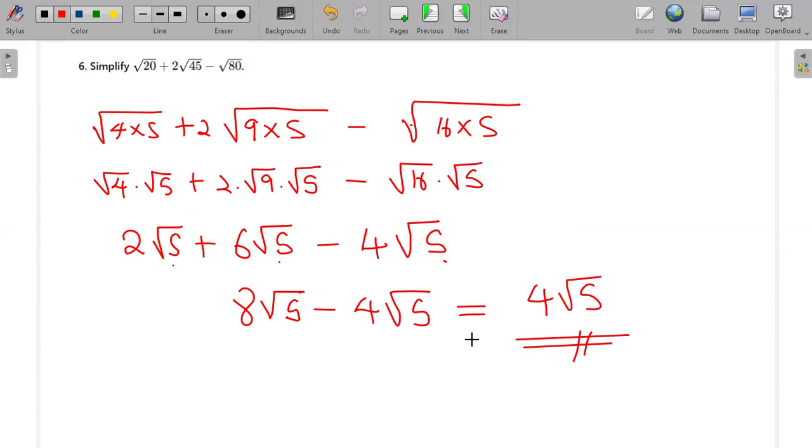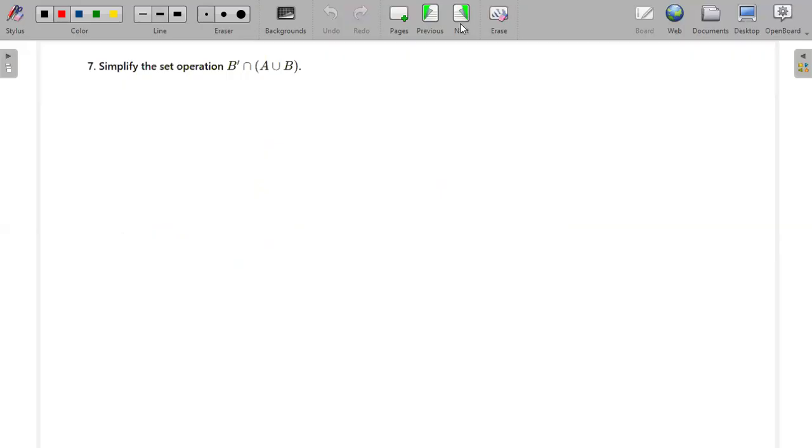Okay, we move on. If you have any questions, you ask. So question number 7, they're saying simplify the set B complement intersection A union B. Here I'm just going to use set laws. So I have B complement intersection A union B. So I'm going to do expansion here.